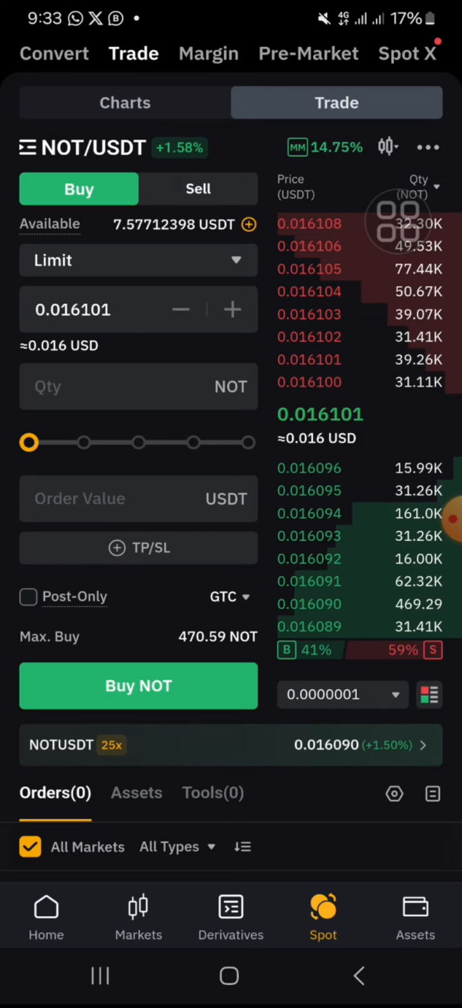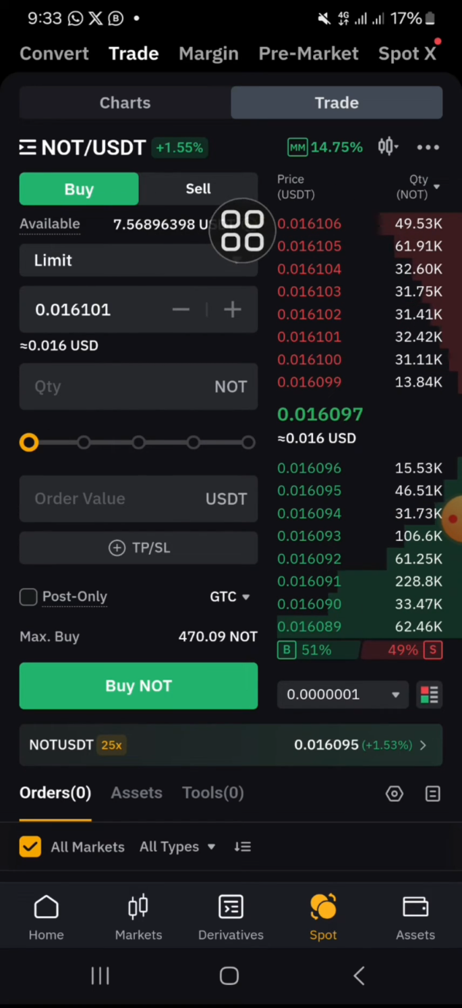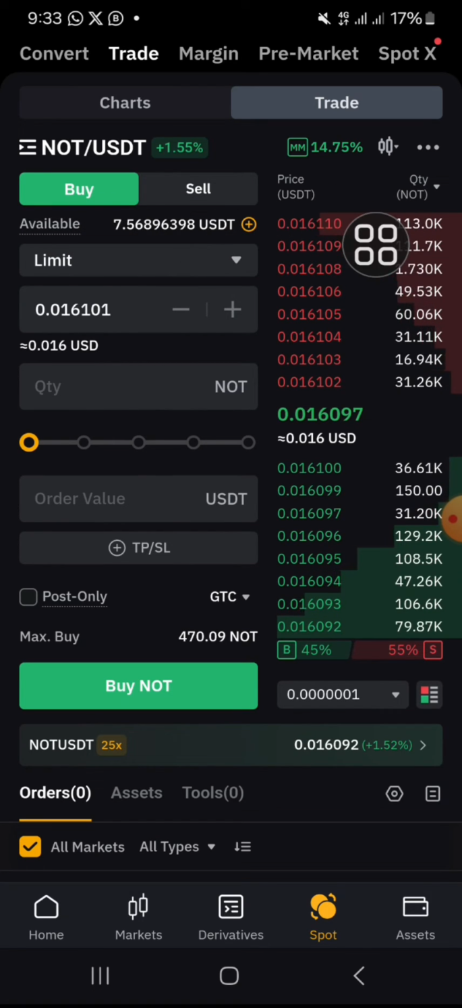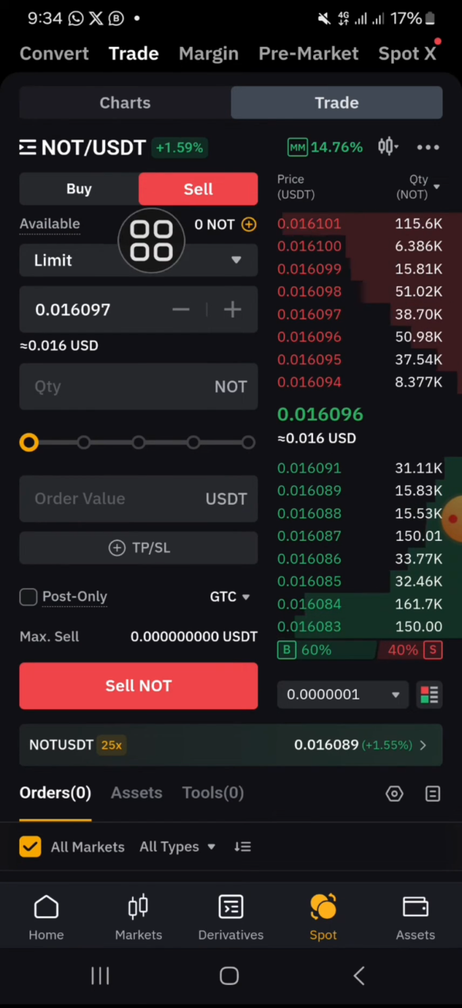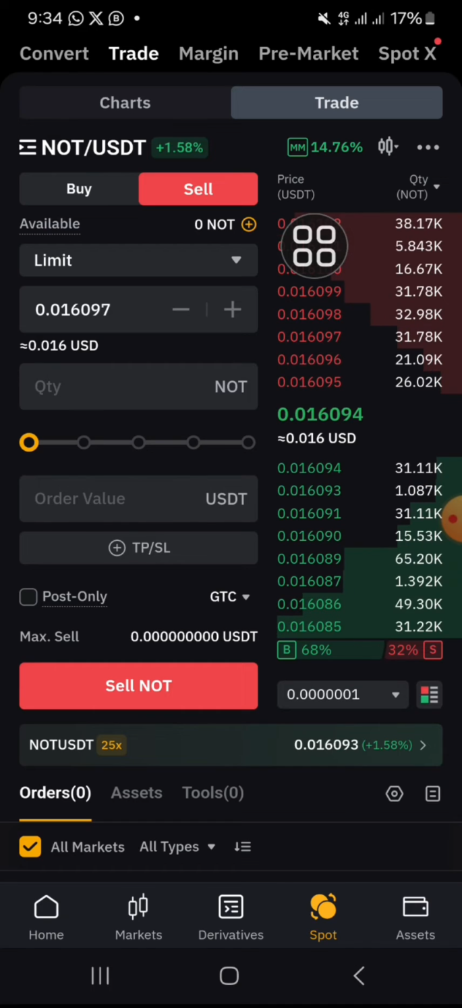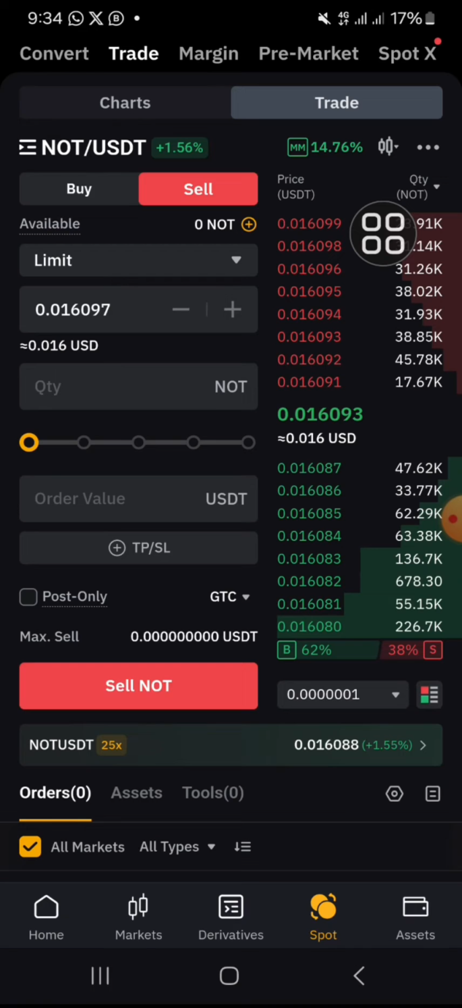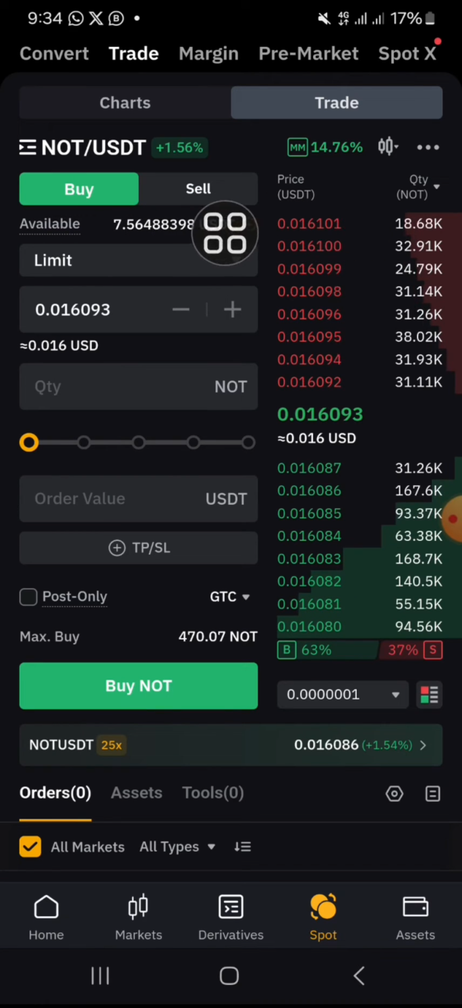Then on this place right here, you see available balance, the amount of USDT you have in your account. If you want to sell, the amount will be showing in Notcoin. Like, if you want to sell, it means you have Notcoin that you want to sell and get USDT, so the amount of Notcoin you have will be on this space. And if you want to buy, the amount of USDT you have will be on this space.